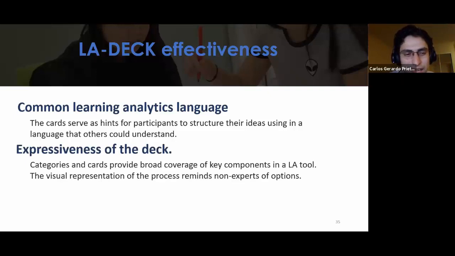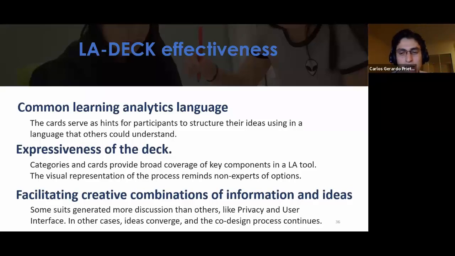The expressiveness of the deck is that categories and cards provide a broad coverage of key components in an LA tool. The visual representation of the process reminds non-experts of options. When you give them options, it gives them something to talk about. If you don't give anything, they don't have the words to actually talk about privacy.